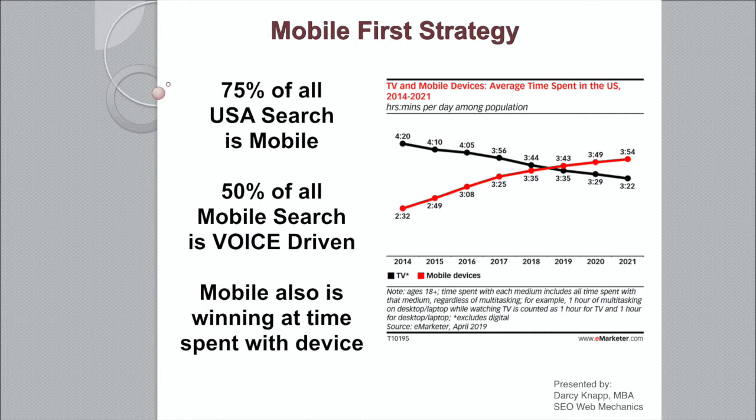We also want to look at voice-driven search. Consumers are asking their phones, talking to Siri, talking to their Echo Dots, looking for that service provider without typing in anything, so you need to show up first on page. Mobile devices are now also winning when we look at time spent with devices on an average day. You need to be thinking mobile first.